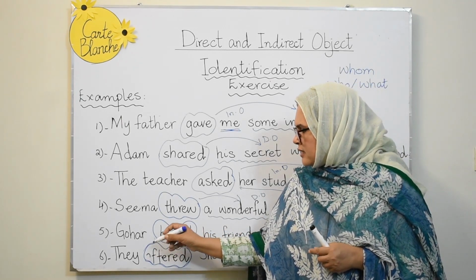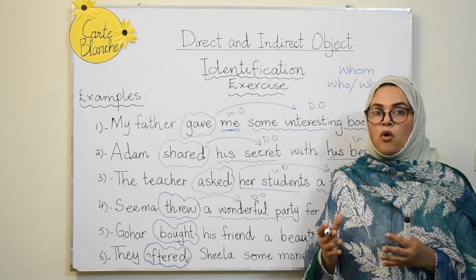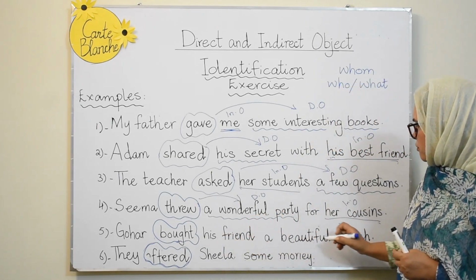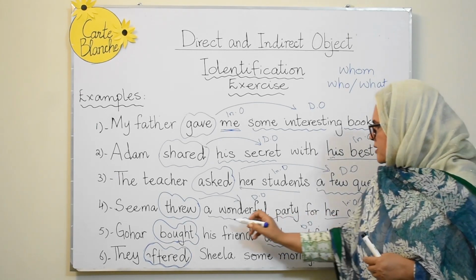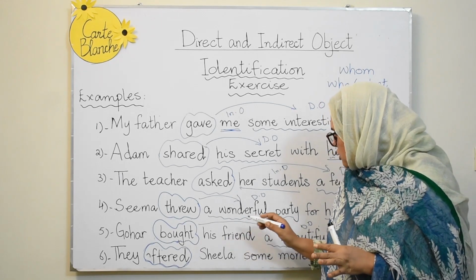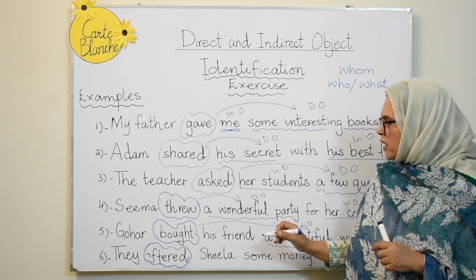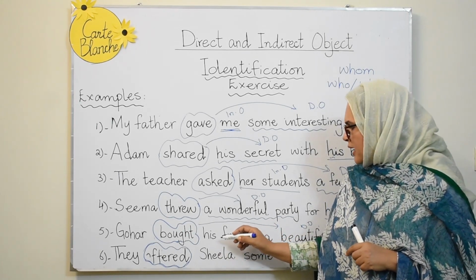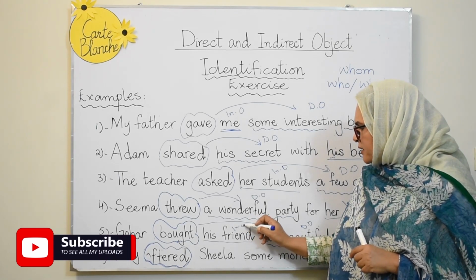Let's go to the second last sentence. Gohar bought his friend a beautiful watch. Now Gohar bought something. What did Gohar buy? He bought a beautiful watch. So a beautiful watch is the direct object. I'm just putting arrows just for your understanding. There is no such international method that I'm following. It is just to develop the understanding of the concept. So Gohar bought what? A beautiful watch. And for whom did he buy? For his friend. So his friend is the indirect object.